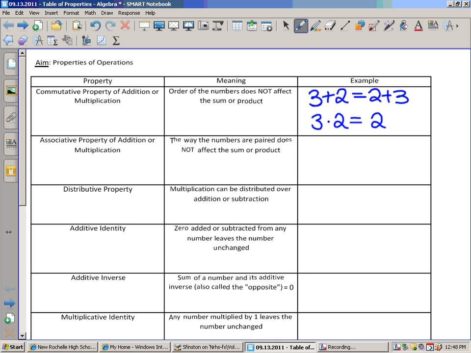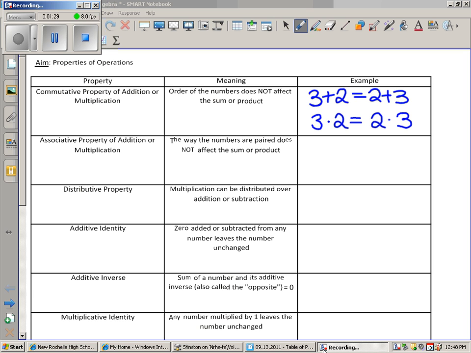Yep. See, same thing. How much is 3 times 2? 6. So that's commutative property. Now I'm going to show you associative property.